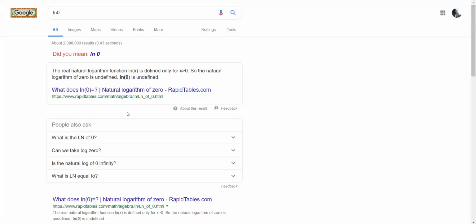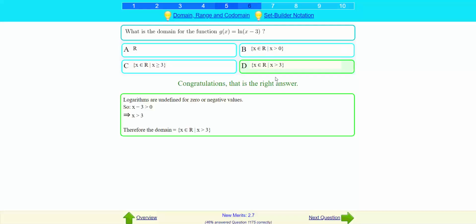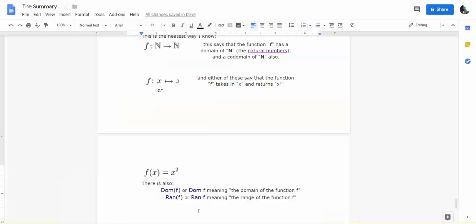Log of 0 is undefined. Okay, so in this case it has to be greater than 3. Logarithms are undefined for 0 or negative values. Yeah, I should note this. Okay.